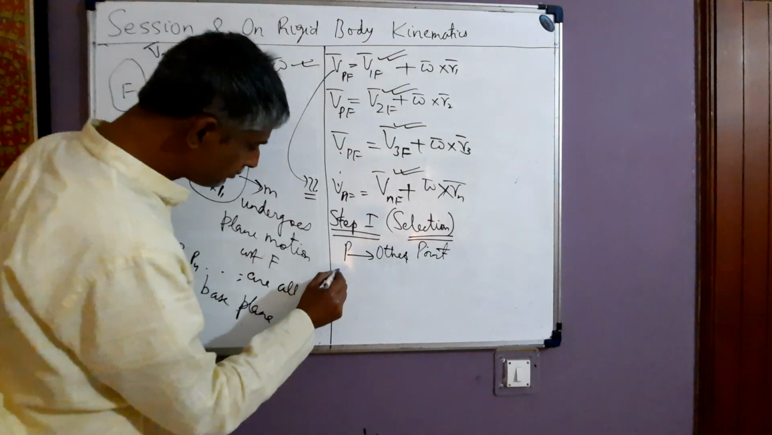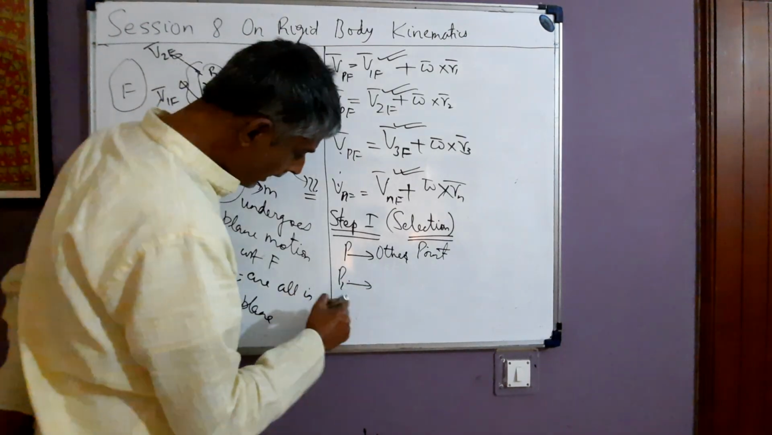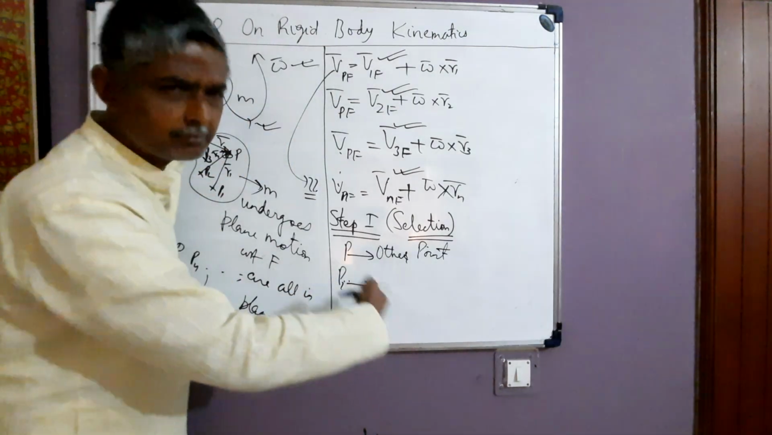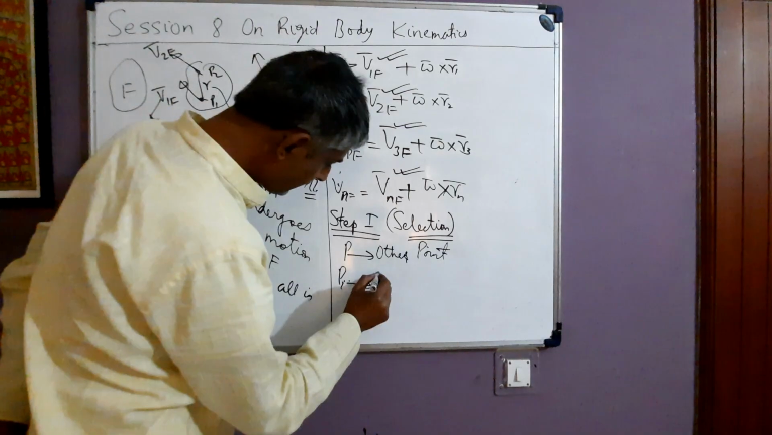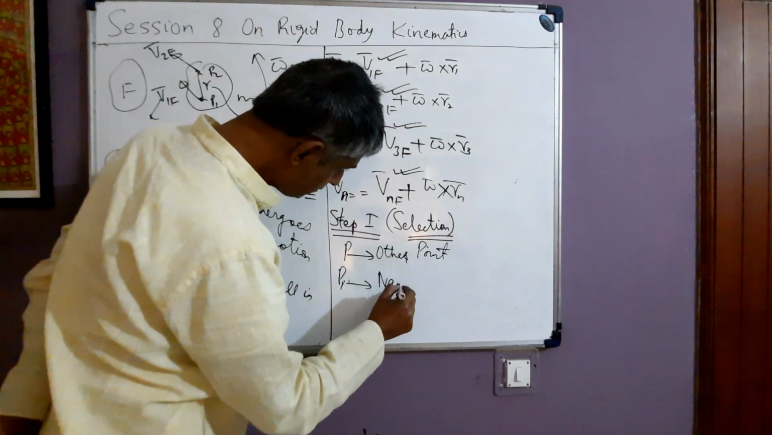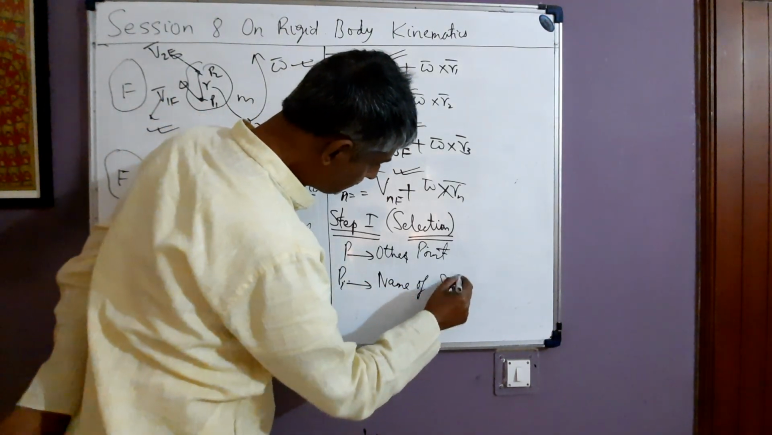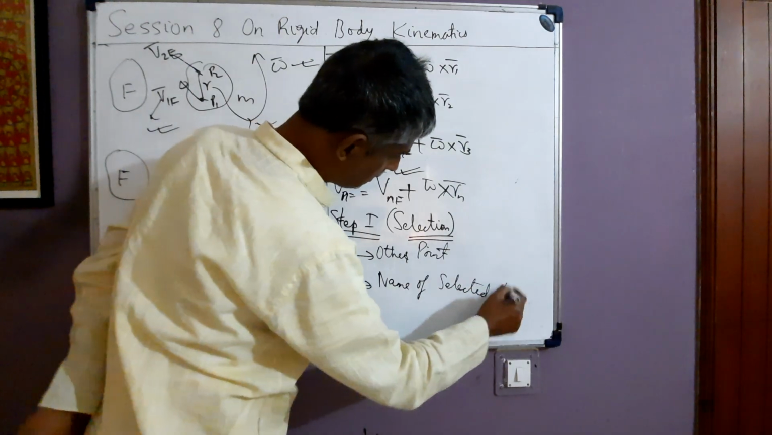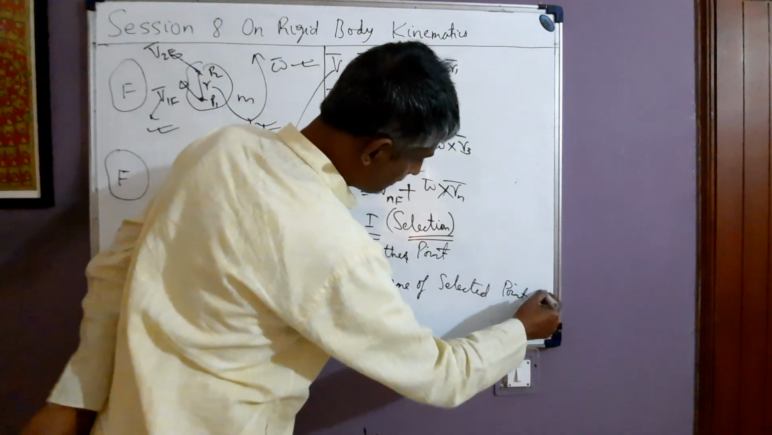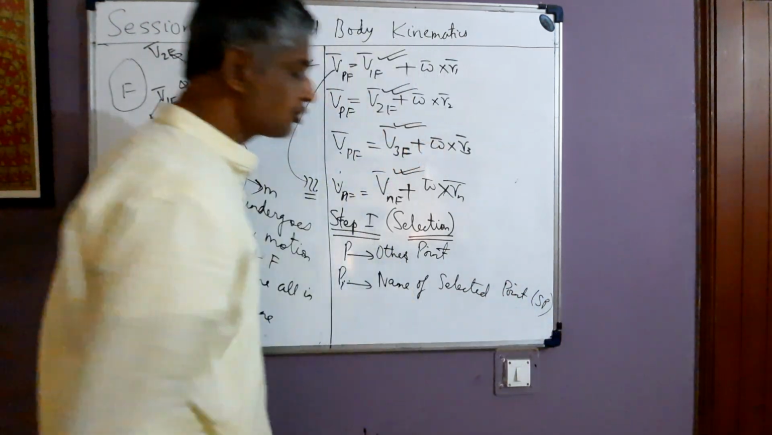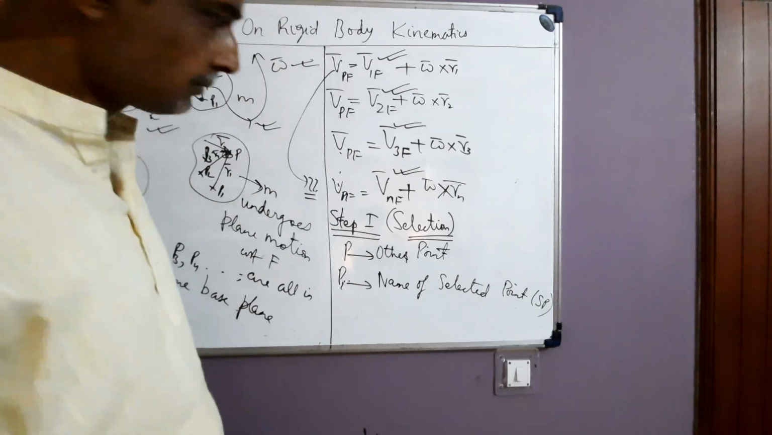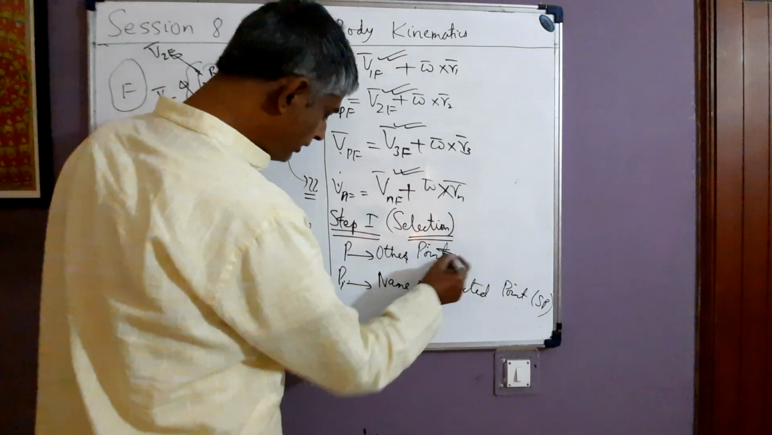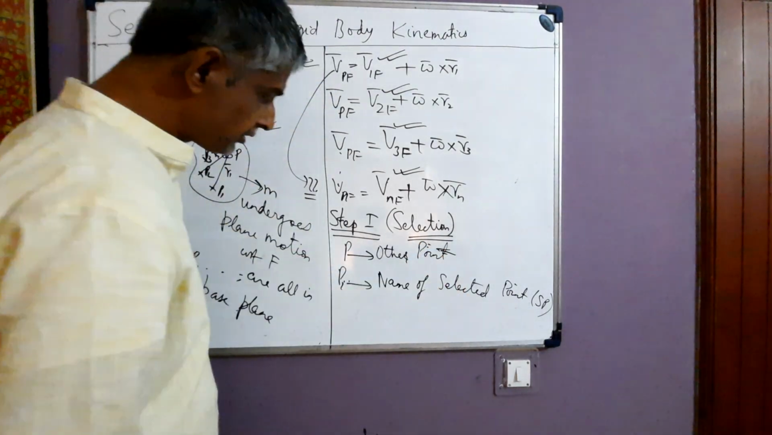So what do we write? Pi, arrow, where i means 1, 2, 3, and we write down the name of the selected point. Selected point in short we write as SP. So P is the other point and Pi is the name of the selected point.